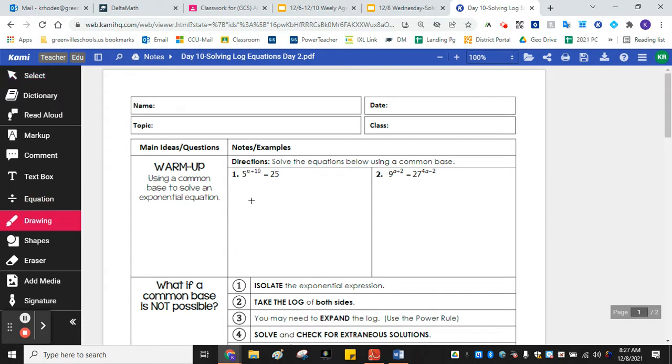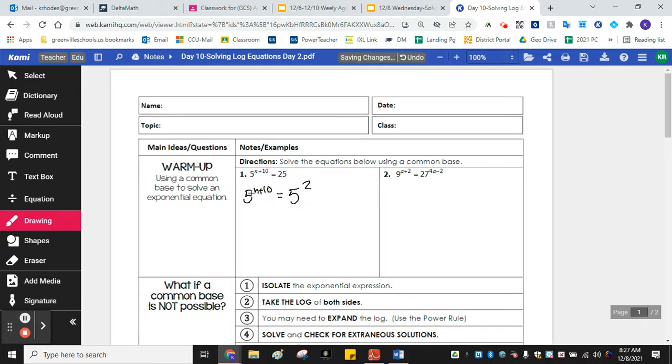So 5 to some power, and I can write 25 as 5 squared. And then since the bases are the same, you can set the exponents equal to each other. So n plus 10 can equal 2. So n would equal -8. So no problem there.